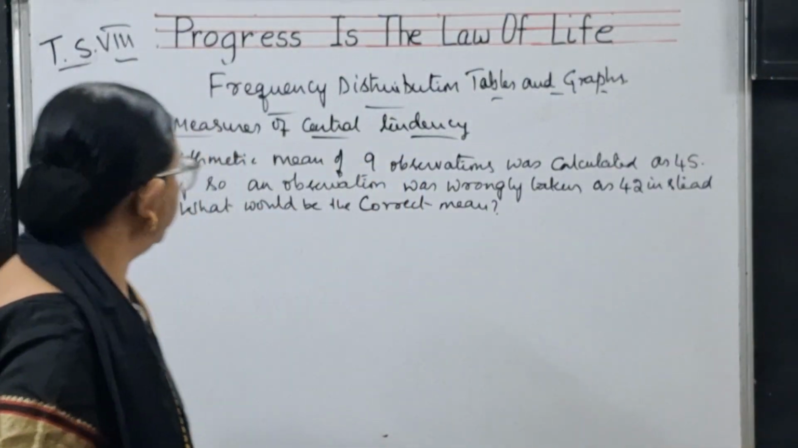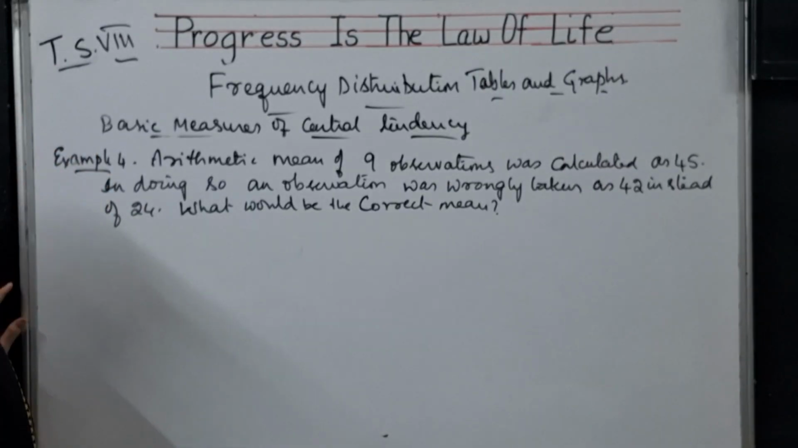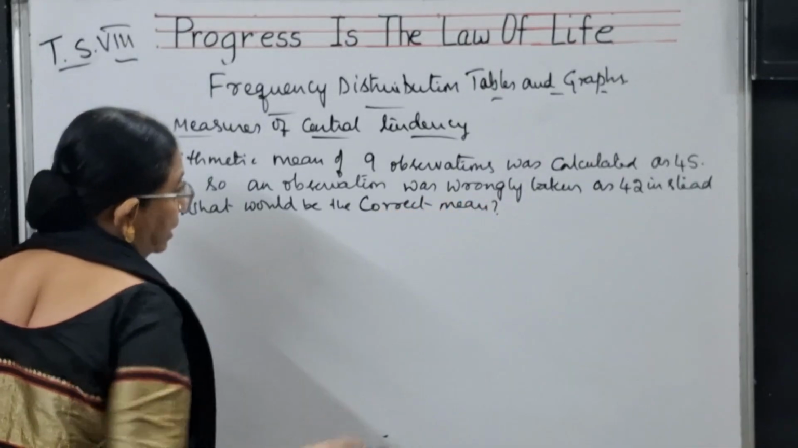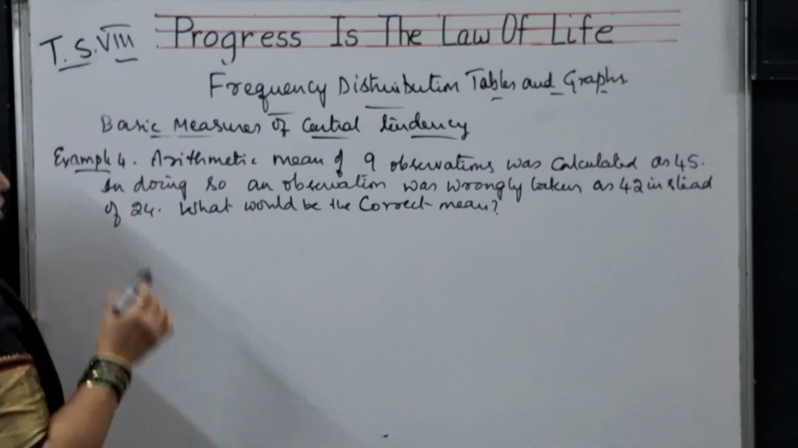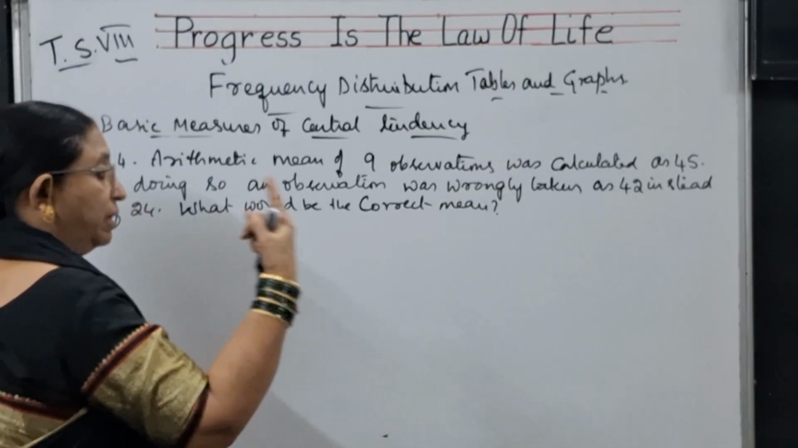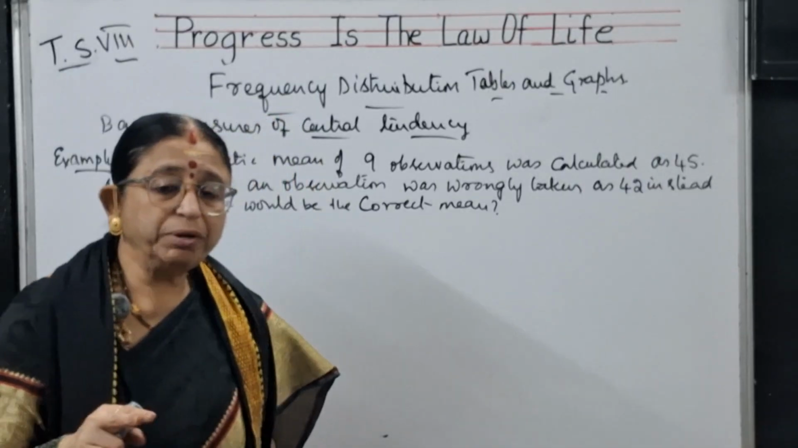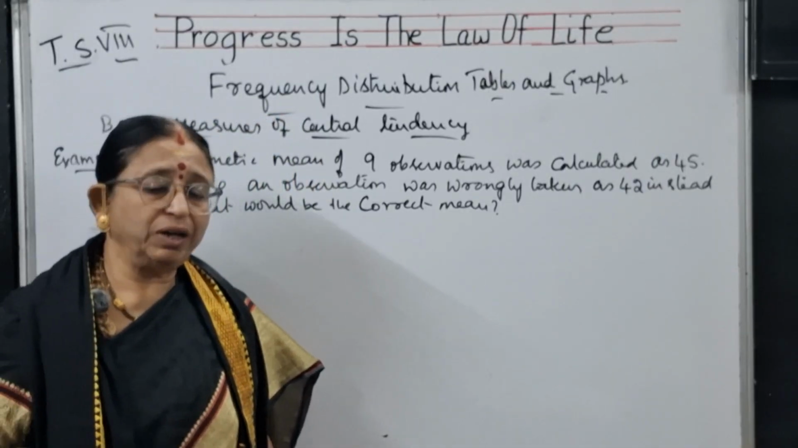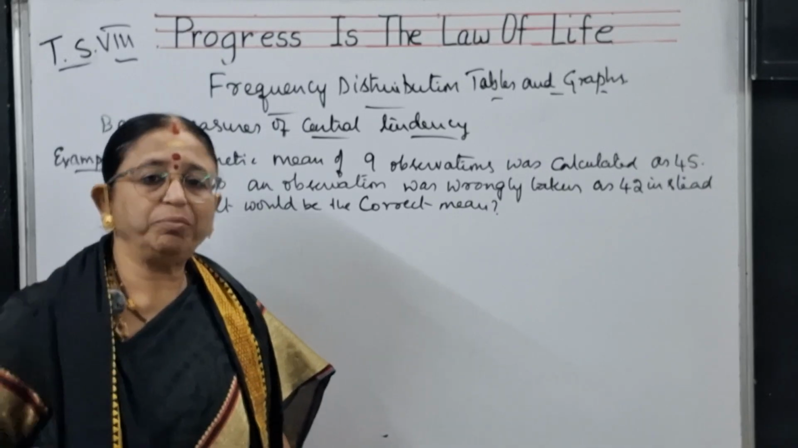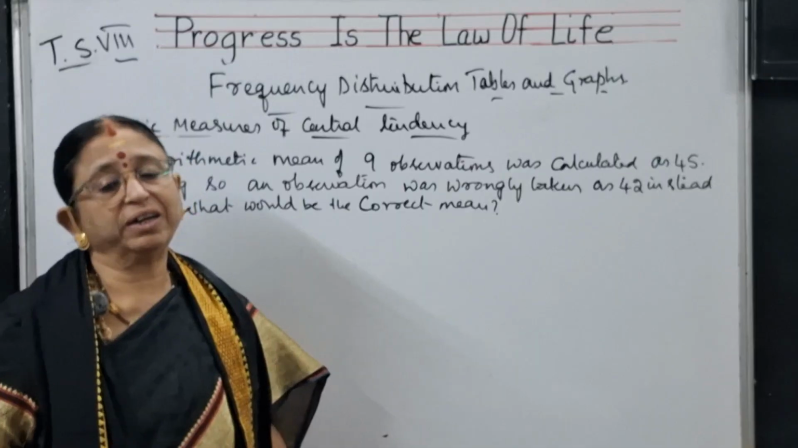Now, example 4. Arithmetic mean of 9 observations was calculated as 45. In doing so, an observation was wrongly taken as 42 instead of 24. That means they have reversed it. 24 they are supposed to take, but they have taken 42. So, children, if you take a number in a wrong way, then your sum will be wrong. If the sum of the numbers is wrong, the mean is wrong. So this calculated mean is not a correct mean.